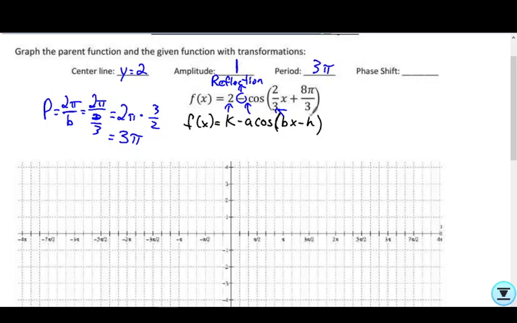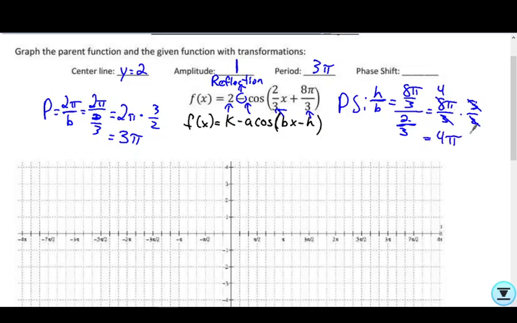And since I have B and H together, I do have a phase shift. And the equation for phase shift is H over B. So it's 8 pi over 3 divided by 2 over 3, which is 8 pi over 3 times 3 over 2. 3 and 3 divide out. This changes that to 4. So 4 pi. So my phase shift, since this is positive, we're going to the left 4 pi.